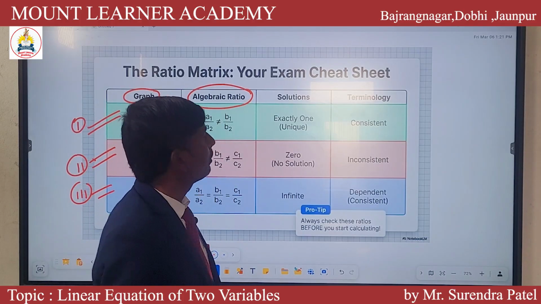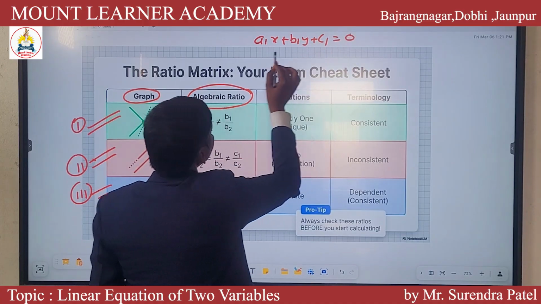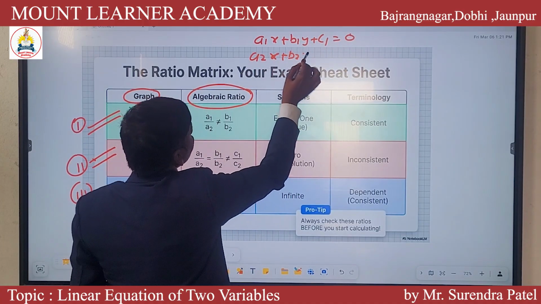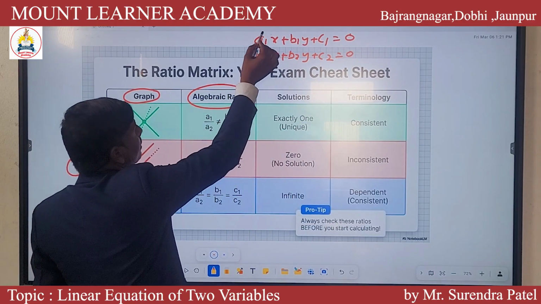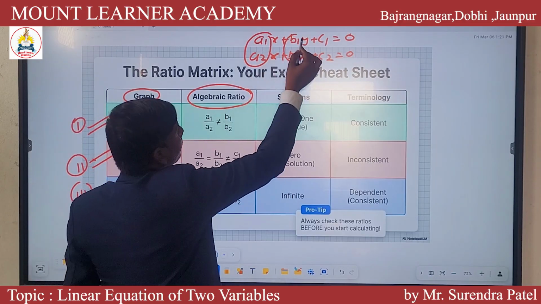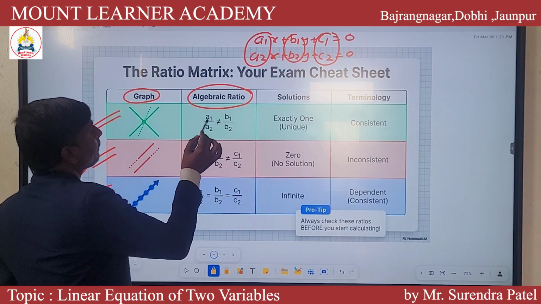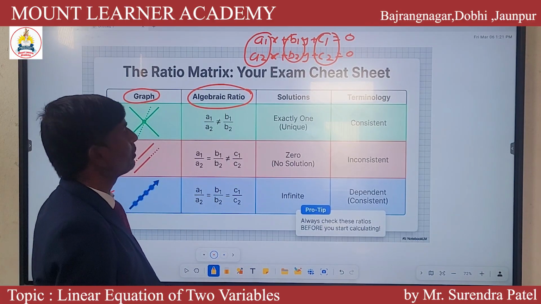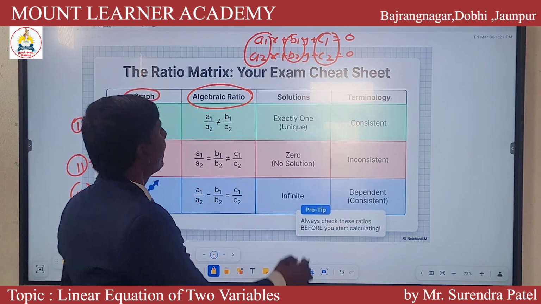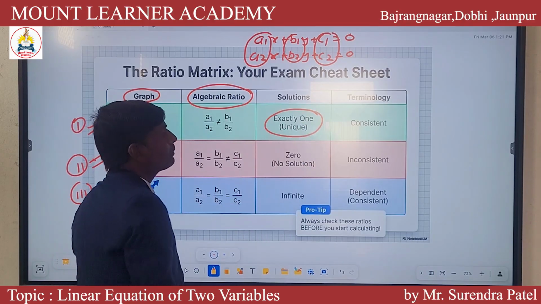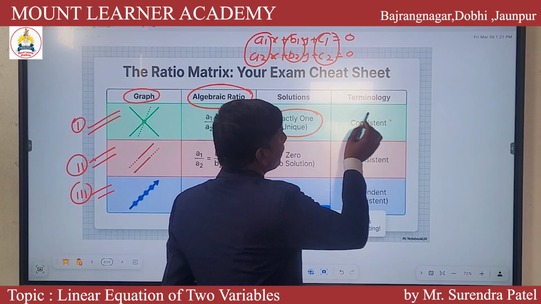By the algebraic ratio, we know that a1x plus b1y plus c1 is equal to 0, and a2x plus b2y plus c2 is equal to 0. This is a linear equation in two variables. If we compare the ratios a1 upon a2, b1 upon b2, and also c1 upon c2, then we get three types of conditions. Number one, if a1 upon a2 does not equal b1 upon b2, this is called the condition of consistent, and this gives a unique solution, meaning exactly one solution.